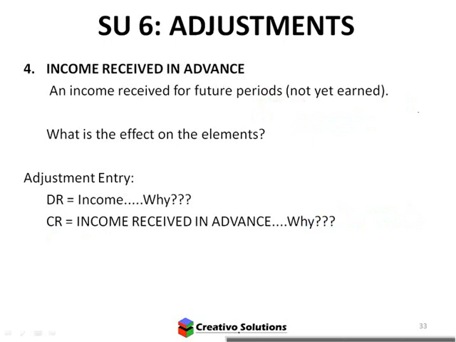Great. What is this? Why? Because you owe people work. Correct. You haven't earned something. You still need to render the service or provide the product. So this creates an obligation. Liability. Non-current or current?